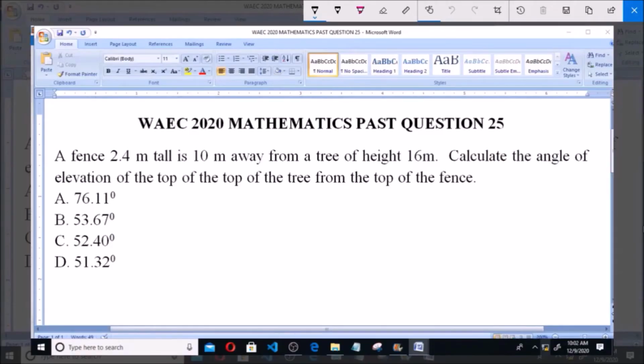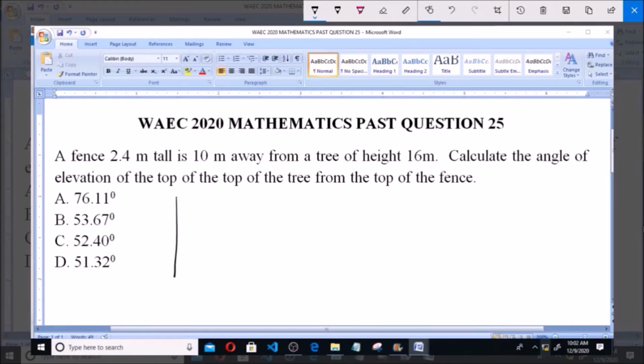I will be answering WAEC 2020 Mathematics Past Question 25. A fence 2.4 meter tall is 10 meter away from a tree of height 16 meter. Calculate the angle of elevation of the top of the tree from the top of the fence. Now it is noted that the tree is 16 meter high. Let's assume this is a tree which is 16 meter high.